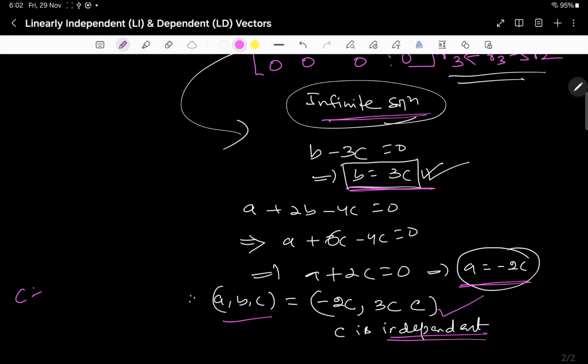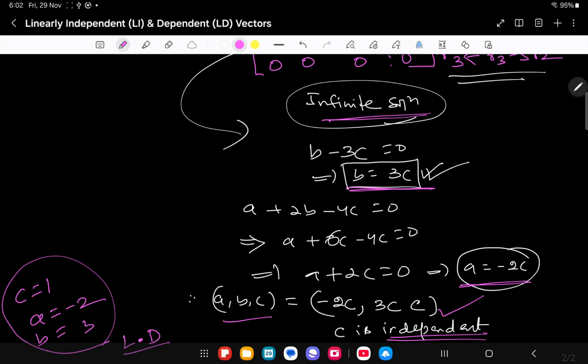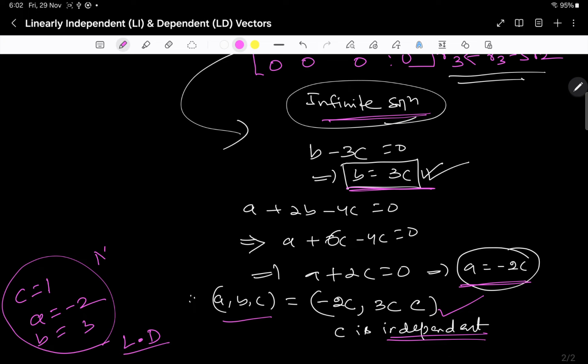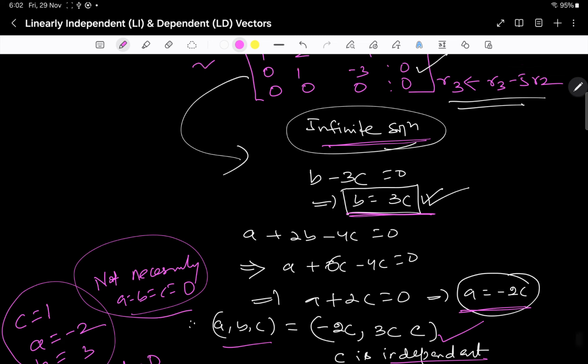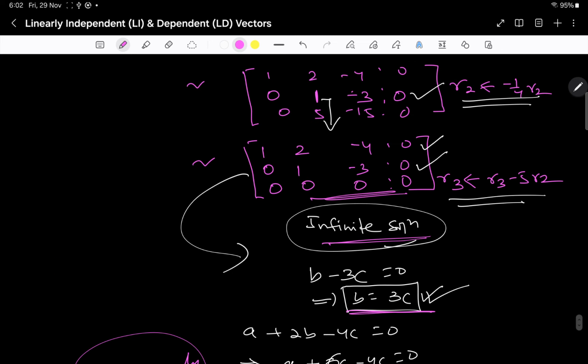If I choose, suppose, c is equal to 1, then a is minus 2 and b is 3, right? You see, not necessarily are a, b, c 0. So that means this system is linearly dependent, right, linearly dependent. Not necessarily is a equal to b equal to c equal to 0, it's not necessary, right. So once we are getting infinite solutions here, one variable has to depend upon the other.